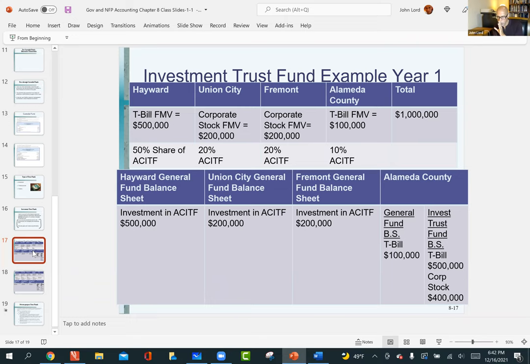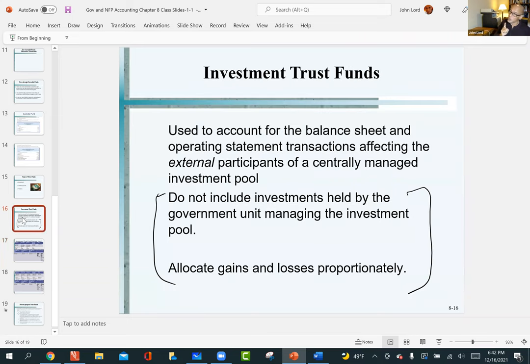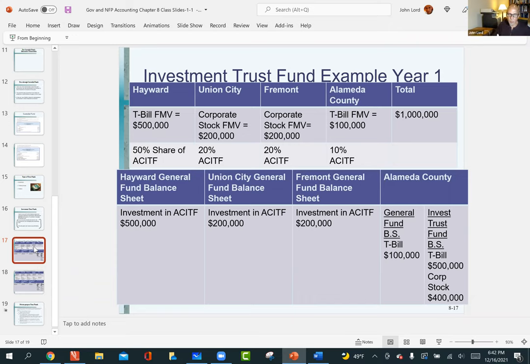Now, this is that key point that I had for you from the previous page. I said, in the trust fund, only account for those investments that you hold externally. The entity that's actually managing this pool, which is Alameda County in this case, still carries that item that they have as part of that pool as an asset on their individual balance sheet. So when you look, notice that the Alameda County Investment Trust Fund now would show what? A T-bill of 500,000. Corporate stock of 400,000. The T-bill, which I'm assuming was held by Alameda County's general fund, stays on the balance sheet of Alameda County's general fund. They do not put that as part of the assets of the investment trust fund, even though they're managing the whole pool as one pool.